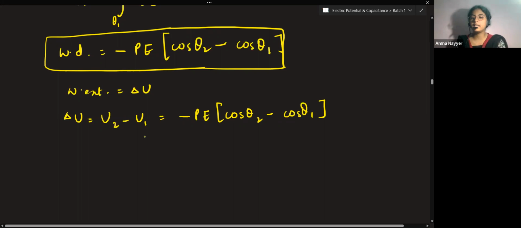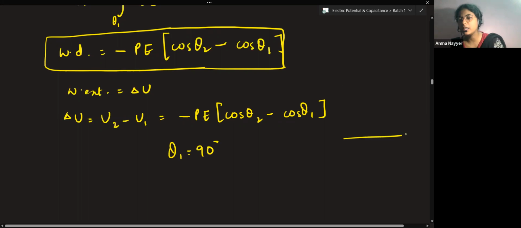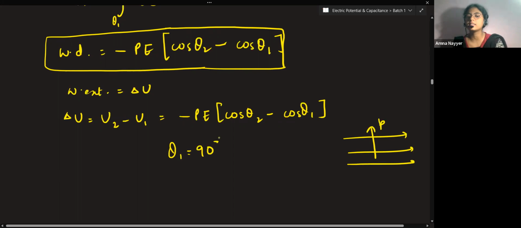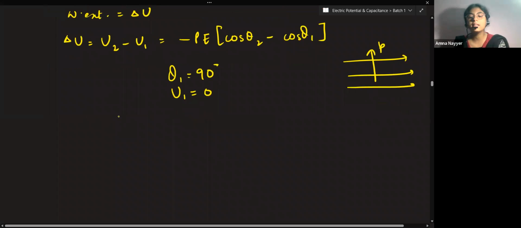Just in case your theta 1 is 90 degrees, it means your dipole initially, if this was your electric field, the initial position of the dipole was like this. So theta 1 will be 90 degrees and U1 will be cos 90, which is what? 0. So you can write the potential energy formula then as U2, because U1 is 0. So U2 will be minus PE cos theta 2.